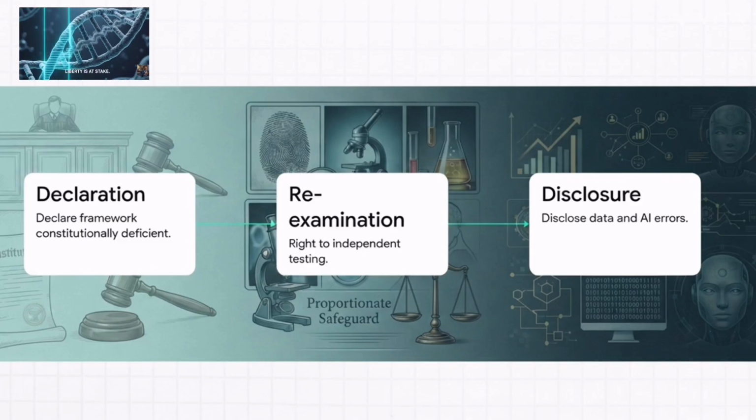Step 3 demands disclosure. The state must disclose their underlying data, their methodology, and the scientific basis of their evidence. For AI tools, that specifically means forcing them to disclose the parameters and error characteristics, because evidence that can't be examined shouldn't be allowed to stand in a courtroom.